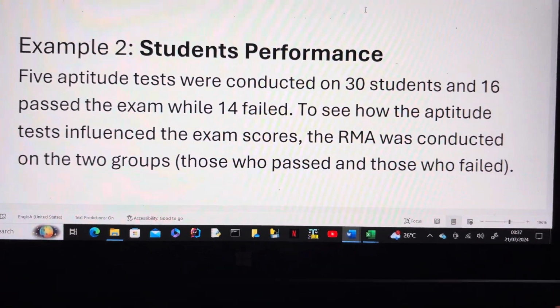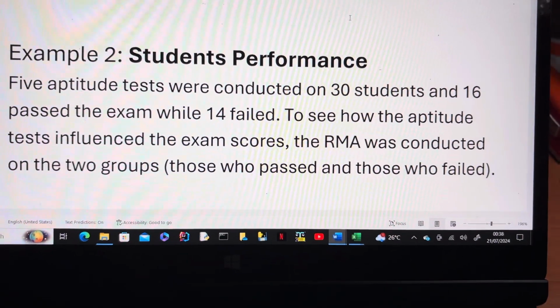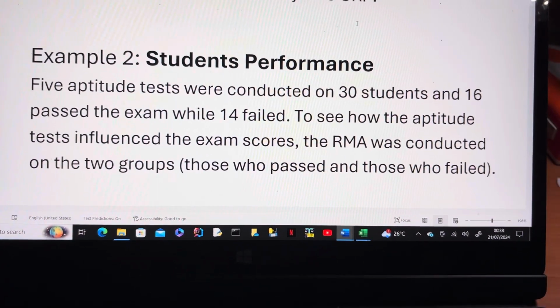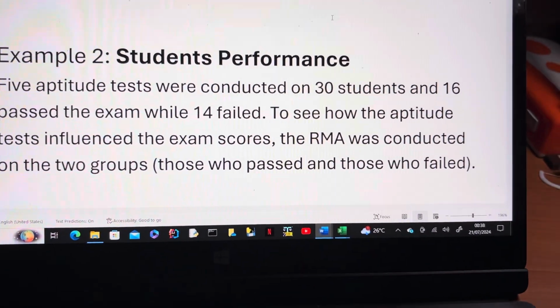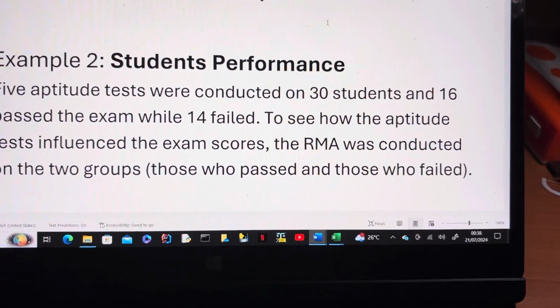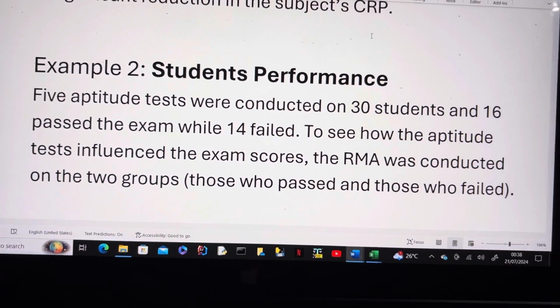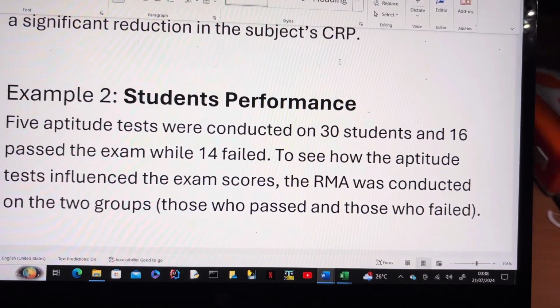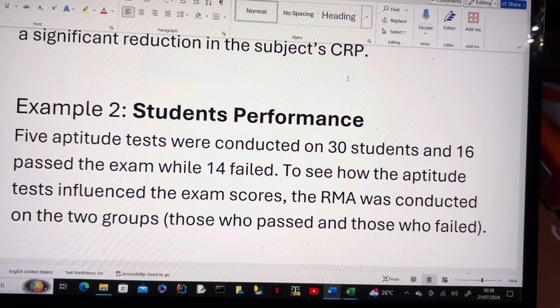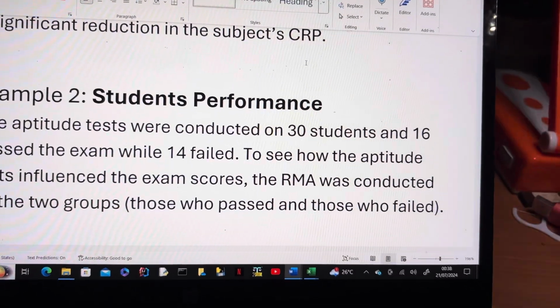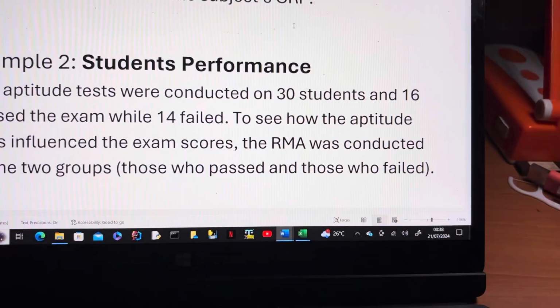But the aptitude test results were not given. We just want to know, for those who participated, what their scores were. Now, to see how the aptitude test influenced the exam scores, the RMA was conducted on the 2 groups, those who passed and those who failed.